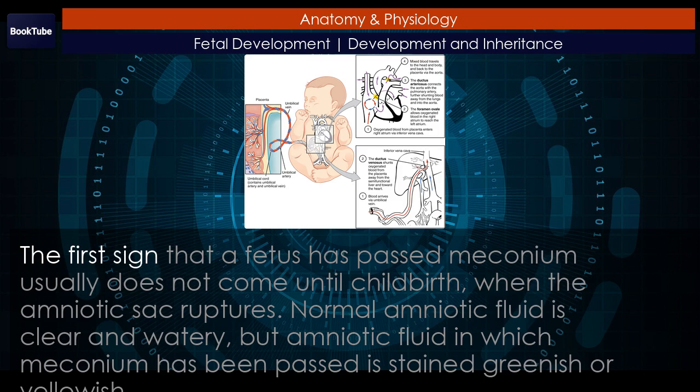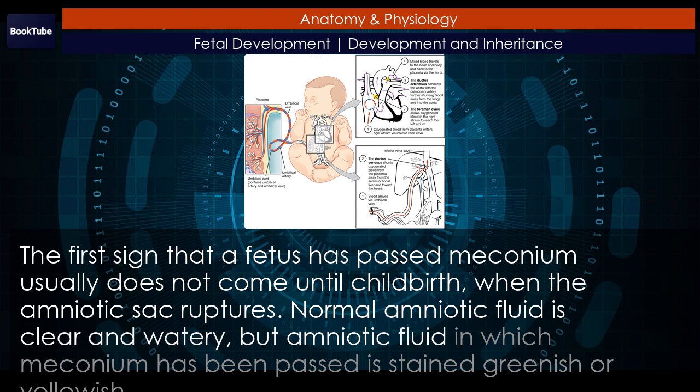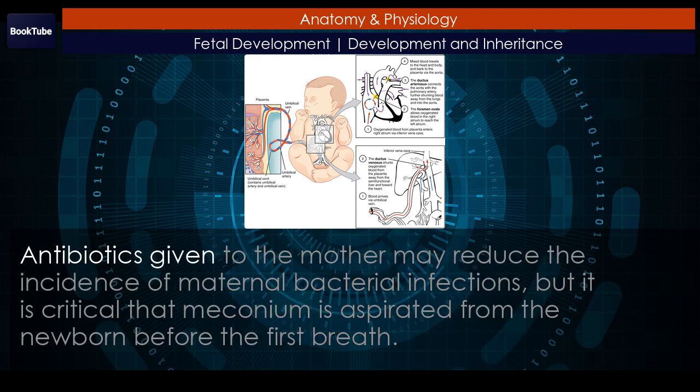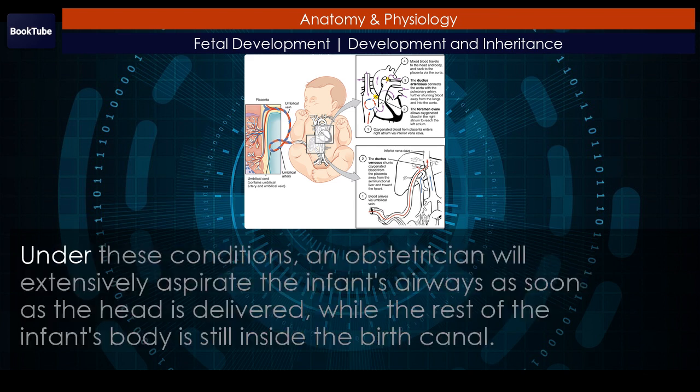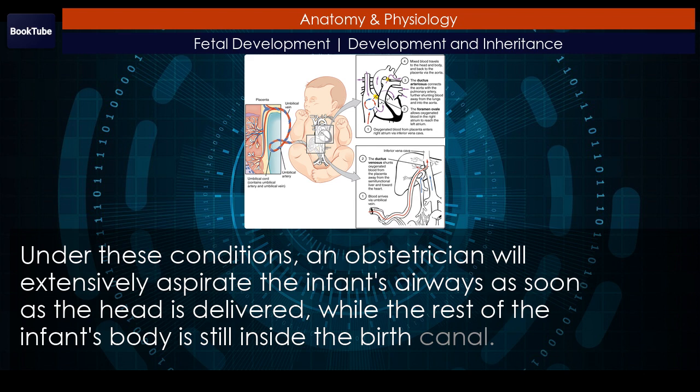The first sign that a fetus has passed meconium usually does not come until childbirth. When the amniotic sac ruptures, normal amniotic fluid is clear and watery, but amniotic fluid in which meconium has been passed is stained greenish or yellowish. Antibiotics given to the mother may reduce the incidence of maternal bacterial infections, but it is critical that meconium is aspirated from the newborn before the first breath. Under these conditions, an obstetrician will extensively aspirate the infant's airways as soon as the head is delivered, while the rest of the infant's body is still inside the birth canal.